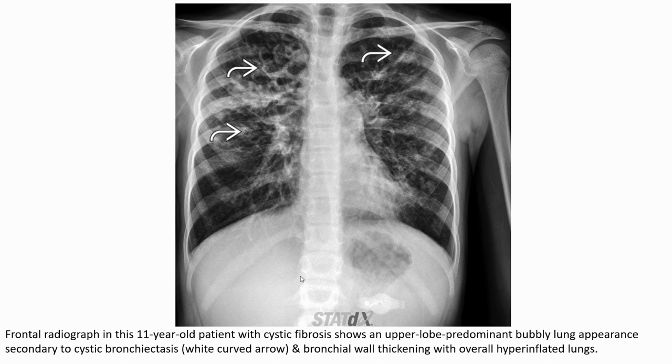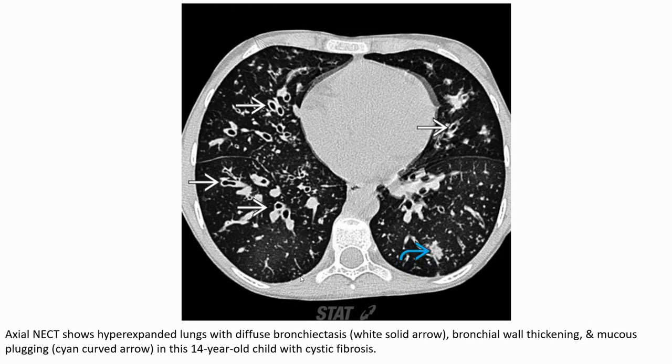Frontal radiograph of an 11-year-old patient with cystic fibrosis shows an upper lobe predominant bubbly lung appearance, secondary to cystic bronchiectasis and bronchial wall thickening, with overall hyperinflated lung. A lung CT shows a hyperexpanded lung with diffuse bronchiectasis, bronchial wall thickening and mucus plugging, in this 14-year-old child with cystic fibrosis.